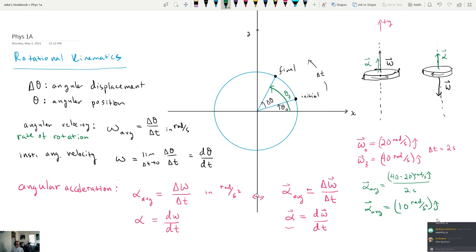Okay, so I think I've defined all the quantities that we need. And so the next thing to do is to talk about what happens when you have an object that moves with a constant angular acceleration.